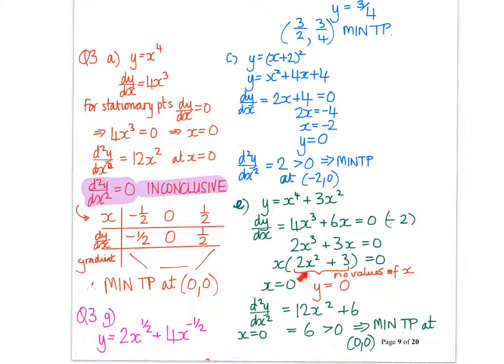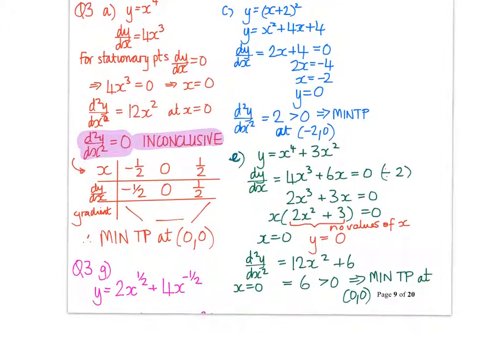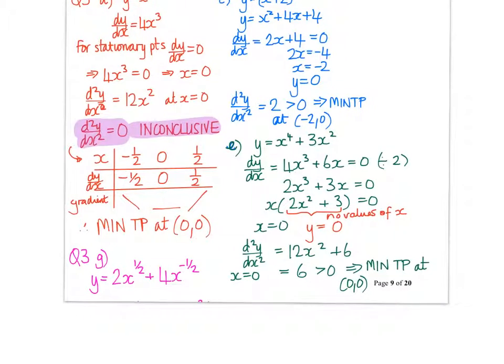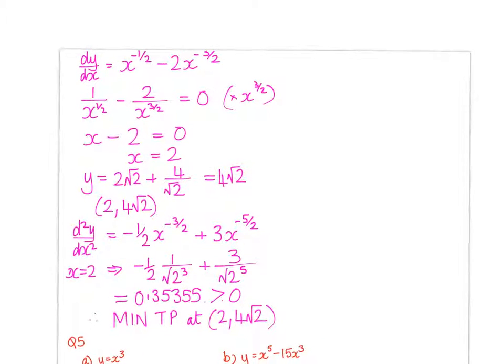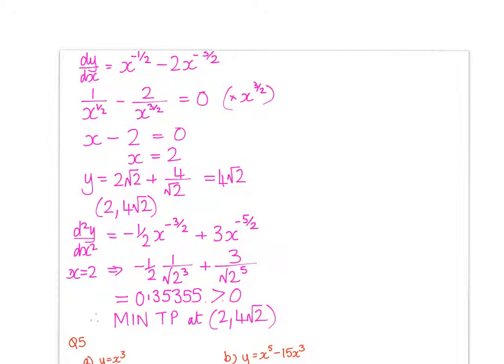E is very similar to what we did before. There's no values that make that equal to 0 because it's always positive. So watch out for points like that. And then question 3, I'll move over to the next page. You may want to pause it at that point. And next page, you can see that was question 3.